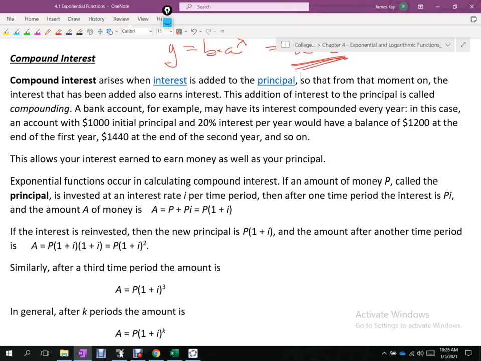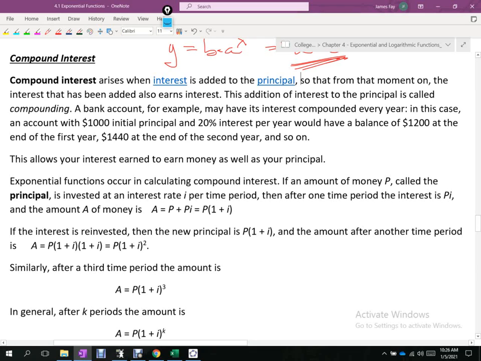Okay, so let's say that we call it compound. Let's say I compound it once and I get $200. If I keep it in simple interest, then the next year or the next duration of time, I'm only going to make interest off that original $1,000. I'm only going to make another $200. Does that make sense? Compound interest is a little bit different. It's a little bit more complex. Basically what compound interest is, and I'm going to read this to you so I don't confuse you at all, it says compound interest arises when interest is added to the principal, and then from that moment on, the interest that has been added also earns interest.